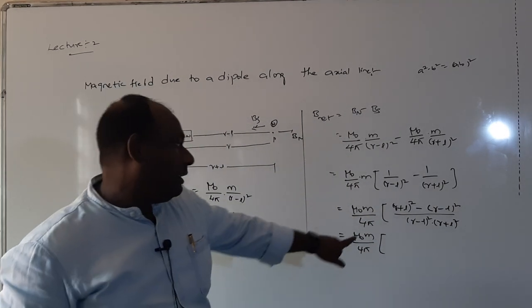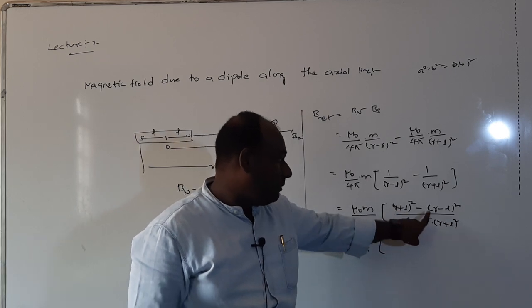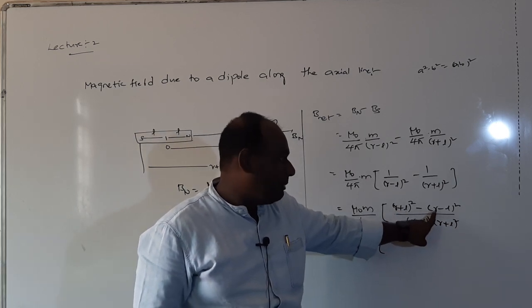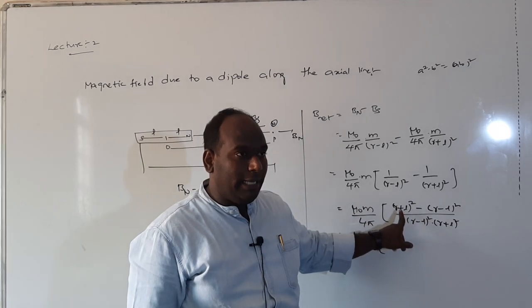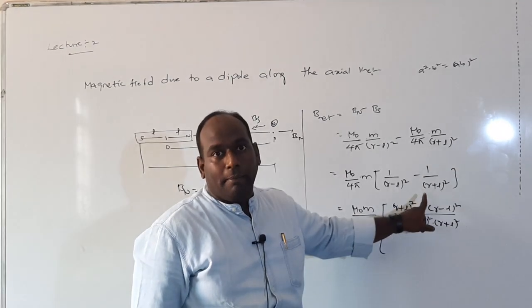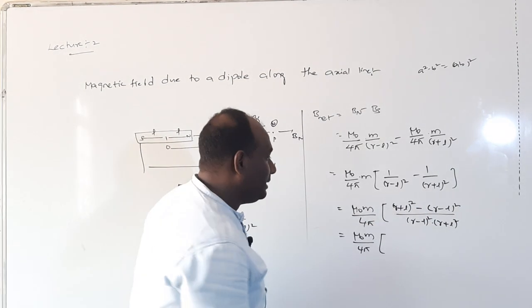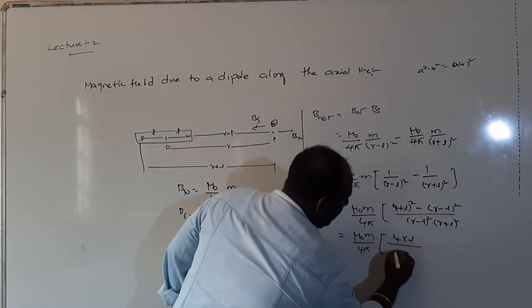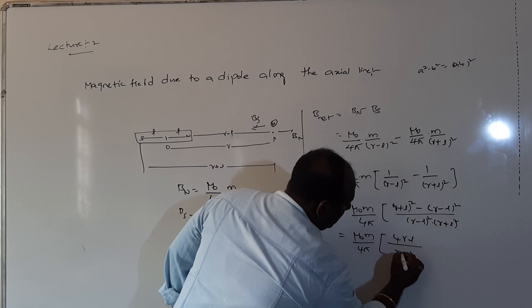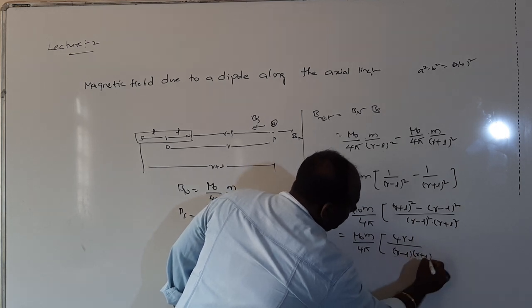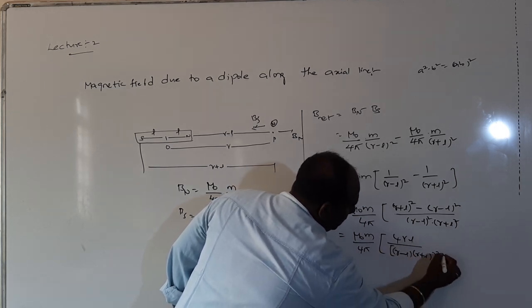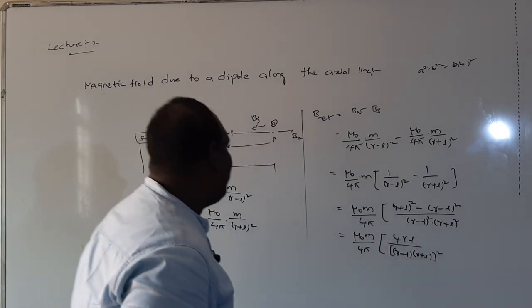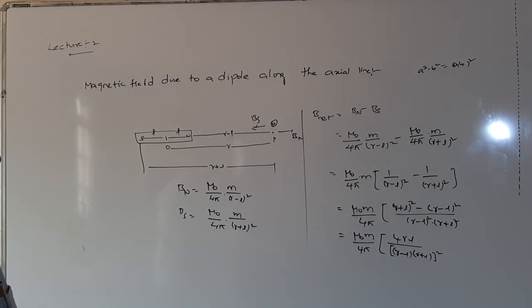Then what we will get? A square plus B square plus 2AB, minus of A square plus B square minus 2AB. These cancel. Finally, you will get 4RL divided by (R minus L) into (R plus L) whole square. This is in the form of (A plus B) into (A minus B). If you take (A plus B) into (A minus B), you will get A square minus B square.